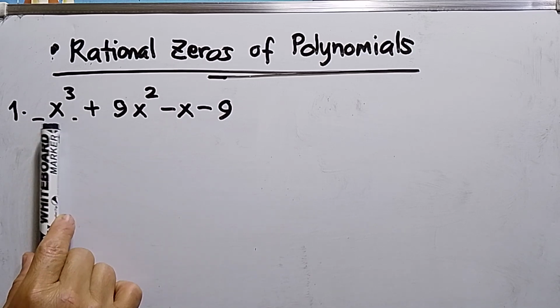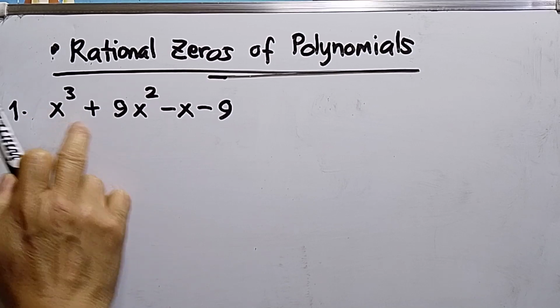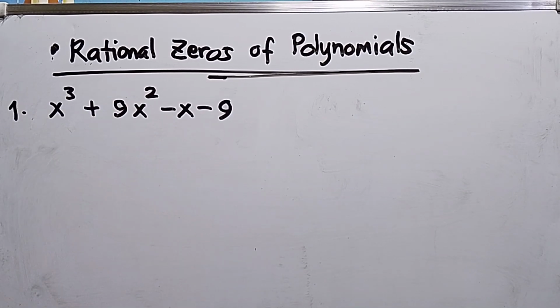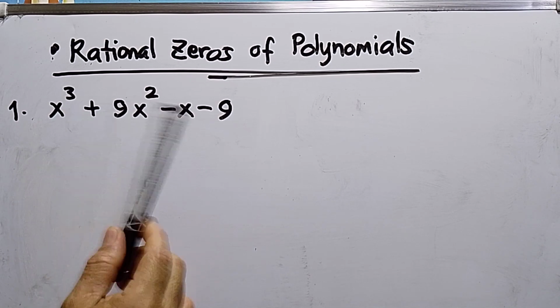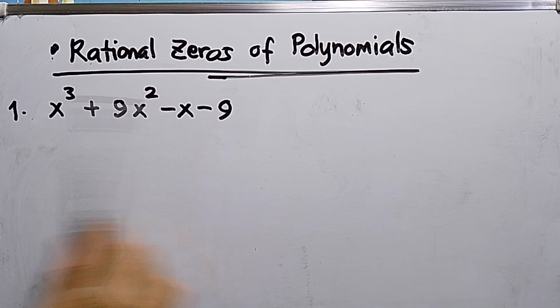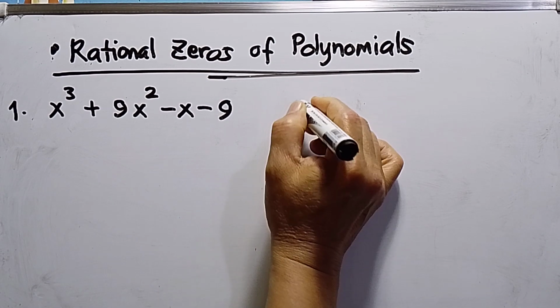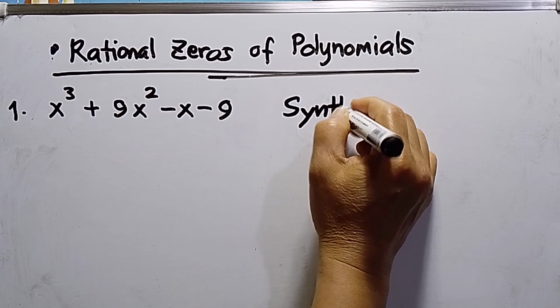So I have here x cubed plus 9x squared minus x minus 9. How many terms do I have? 1, 2, 3, 4. So this is a polynomial. So we will recall our synthetic division.